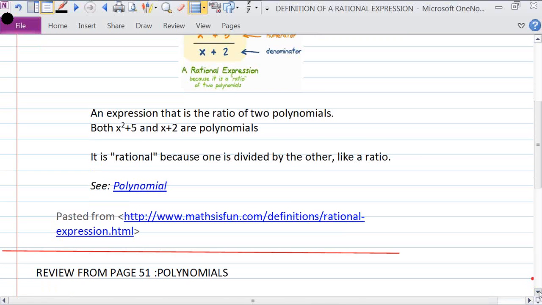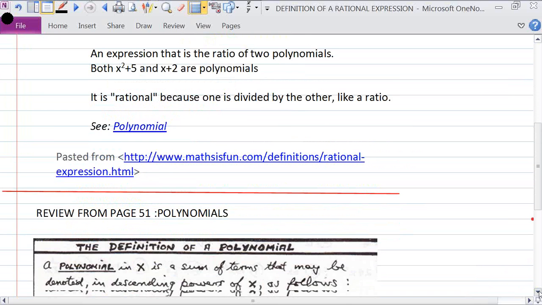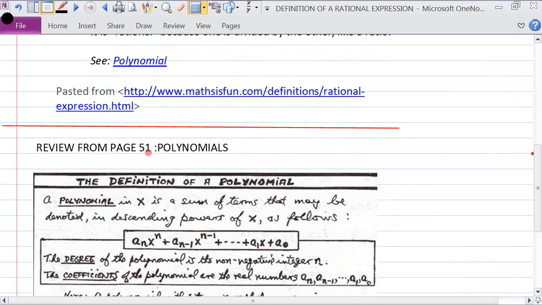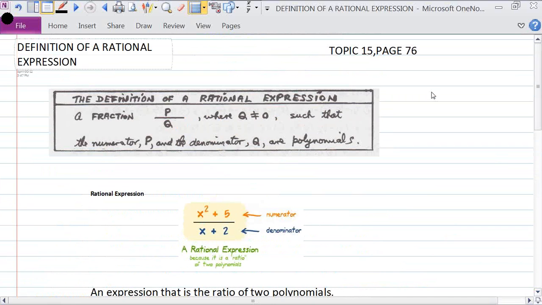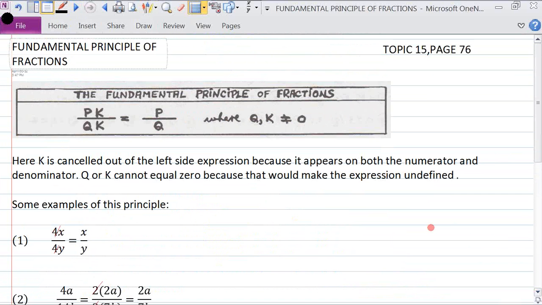And if you want to go back to page 51, you can see what a polynomial is, and it's an expression in x that is a sum of terms that may be denoted in descending powers of x. So we did that before, and we talked about the degree and the coefficients, and you can go back to page 51 and review that if you think it's necessary.